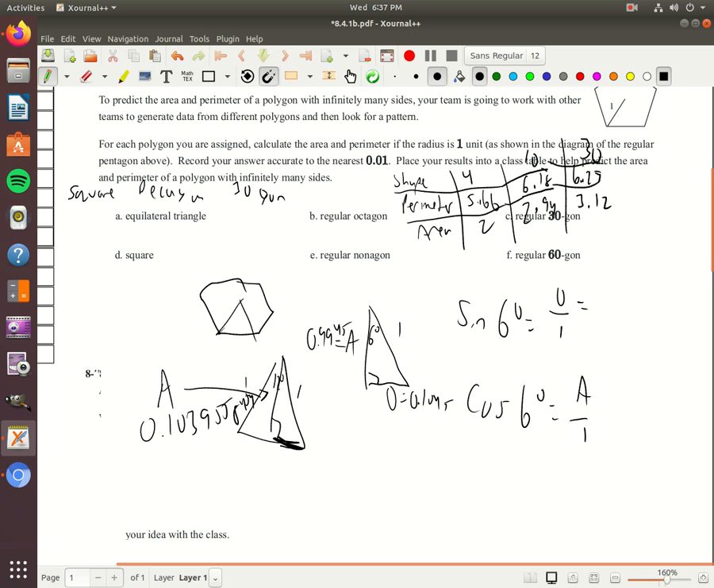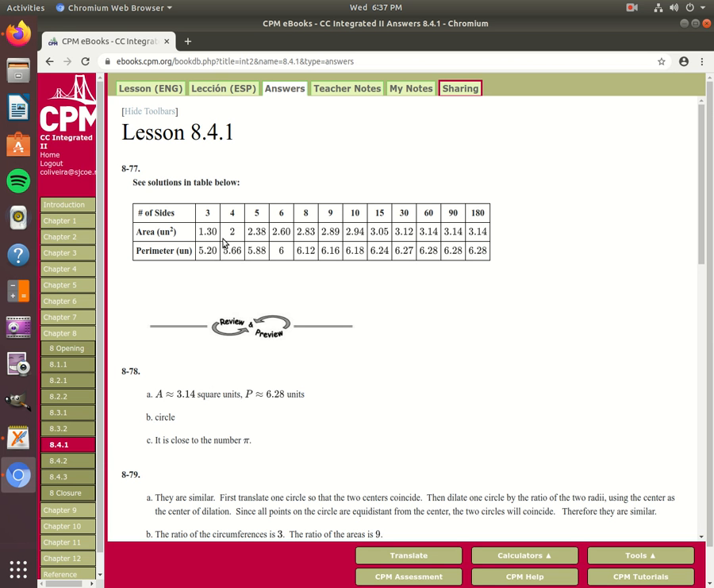I'm not going to keep going on this. You could have got 100-sided. You could have got a whatever. But you begin to see this chart here. And what I want to do is kind of jump ahead a little bit and show you where we would have ended up with this. So we would have ended up with this chart. 3 gives you this area, this perimeter. We did 4, we did 10, and we did 30.